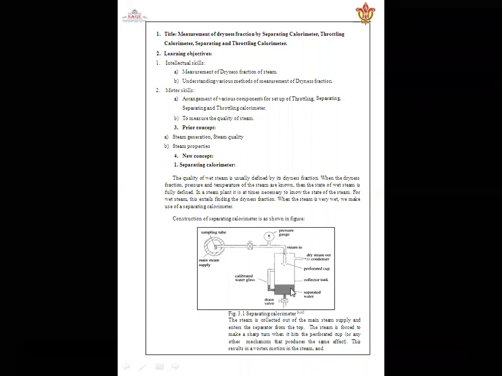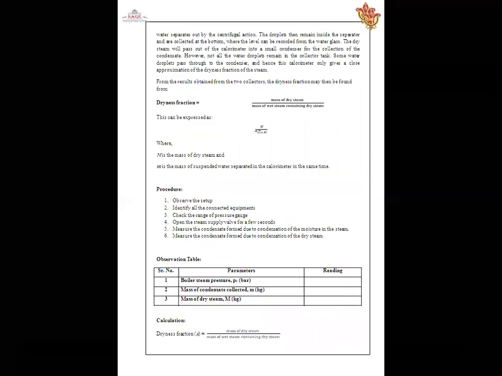Water is collected or separated at the bottom side, and the drain valve is installed here for collecting the water from the bottom side. The dry steam is injected through the top side of this perforated cup, and the steam comes out from the top and sides, going to the condenser. This steam will be used for the measurement of the dryness fraction, to find how much dryness is present in the steam.